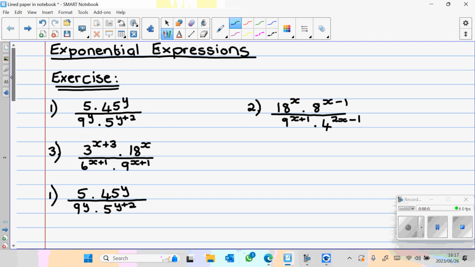Good day. I'm continuing with exponential expressions, and I want you to try these three sums on your own before I start with the explanation. Please pause the video now, write down the three sums, and do them on your own. And then you can press play again and see whether or not you are able to do these sums. So pause now.